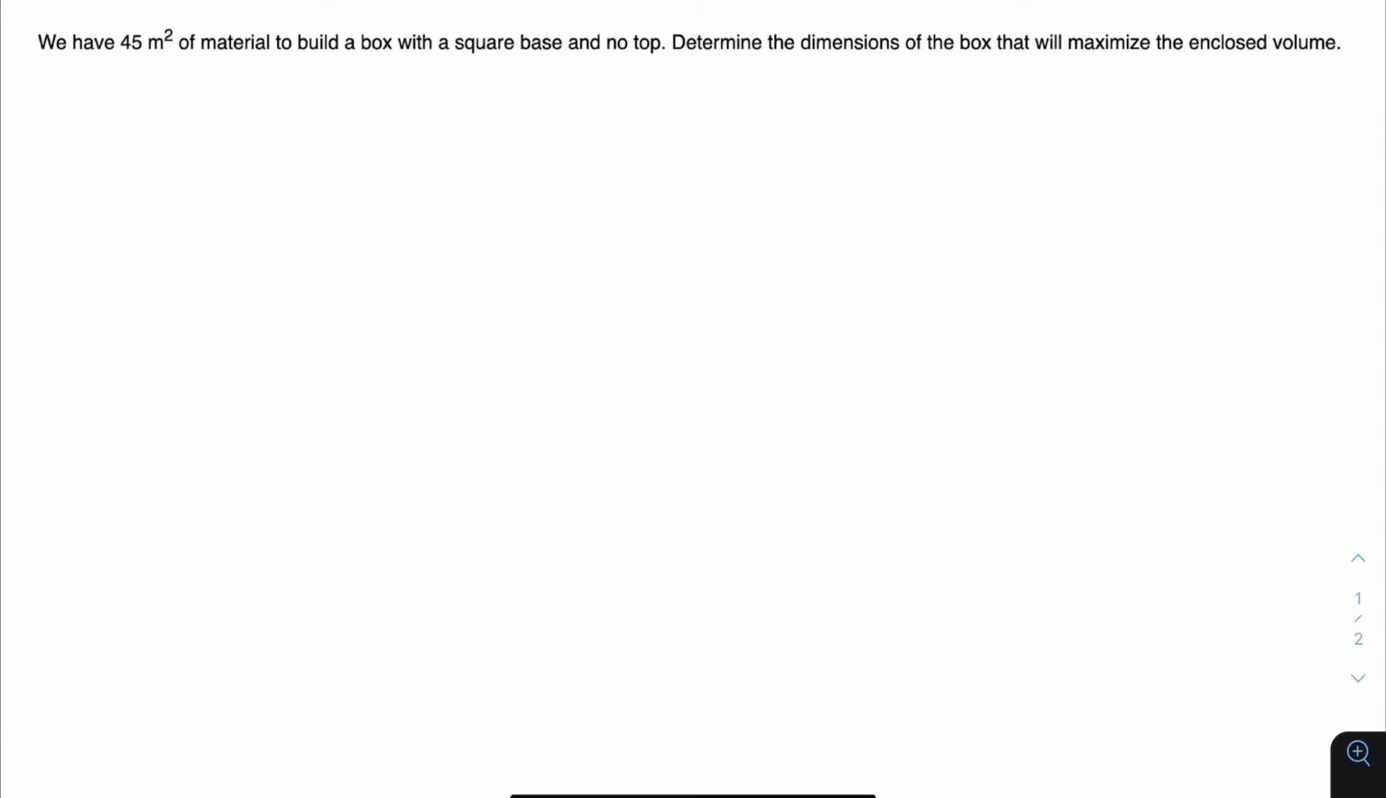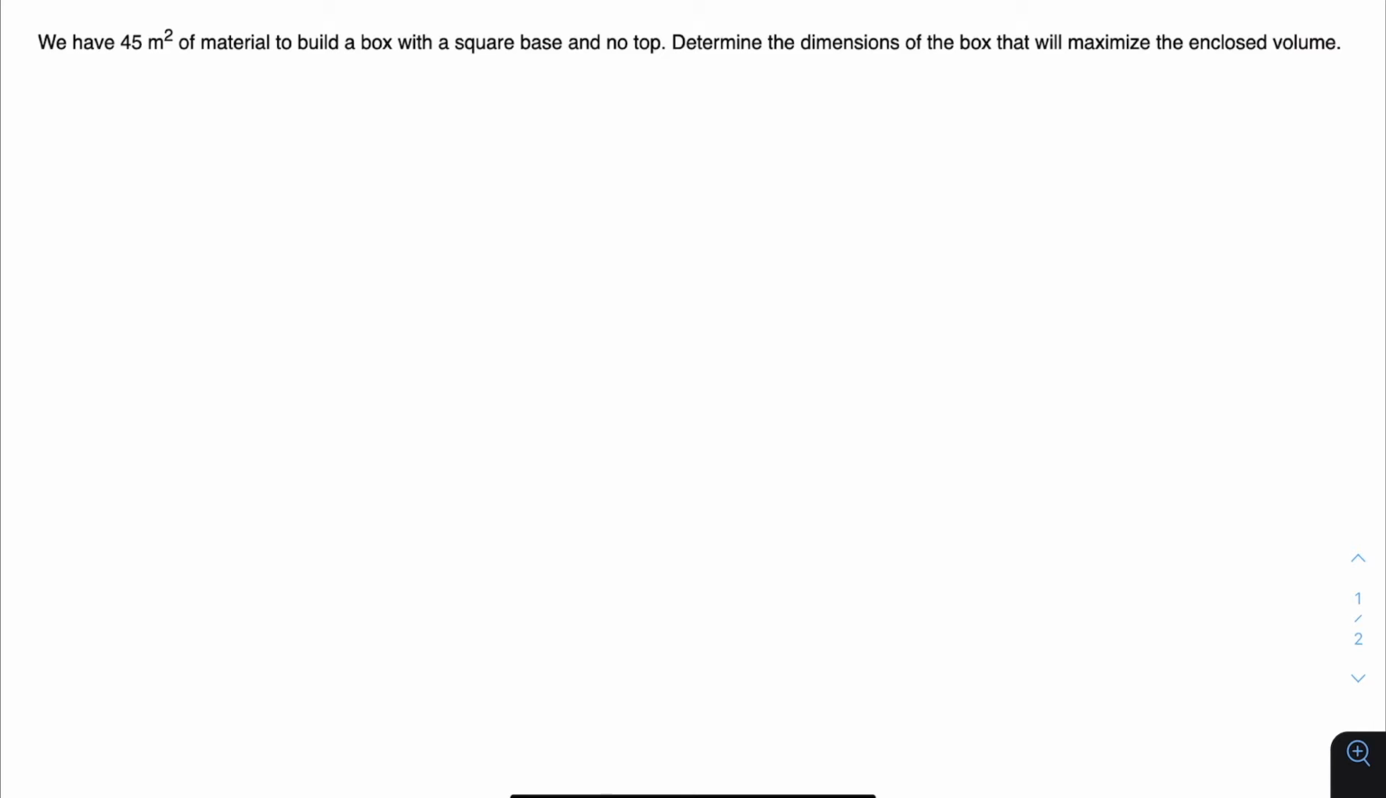Okay, hi everyone. So we're going to be starting a new branch of an application of differential calculus known as optimization. So let's take a look at this question here. We have 45 meters squared of material to build a box with a square base and no top. Determine the dimensions of the box that will maximize the enclosed volume.